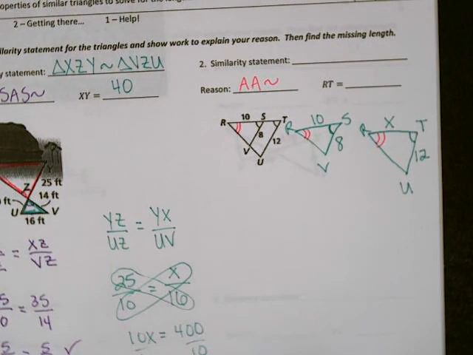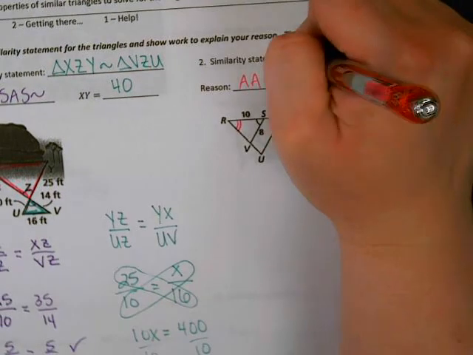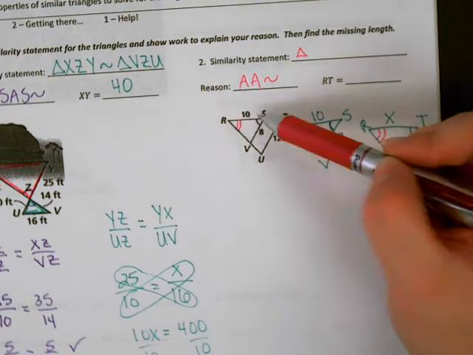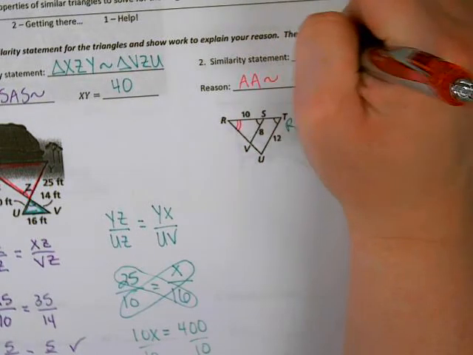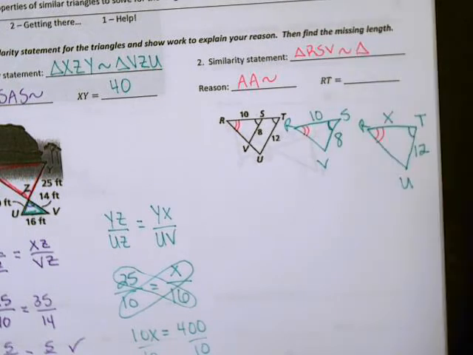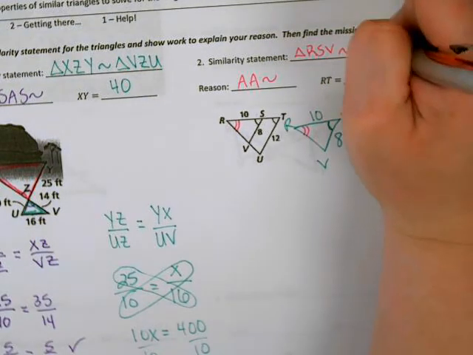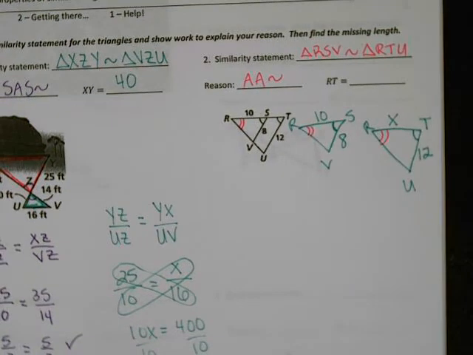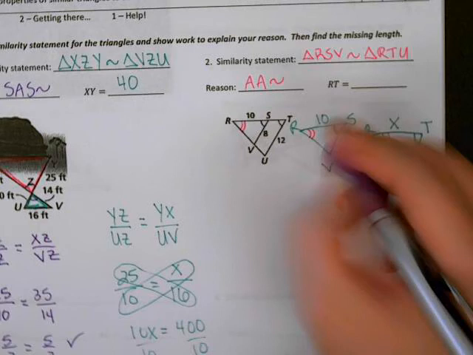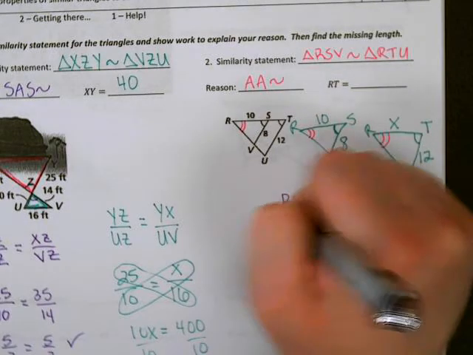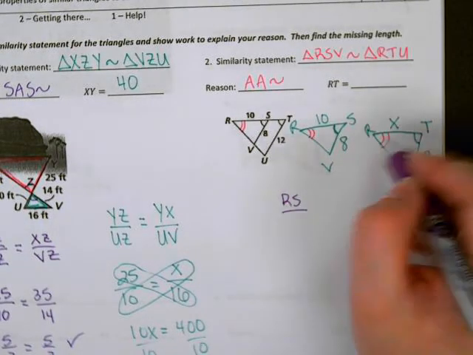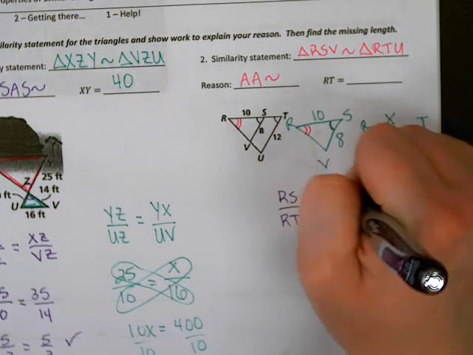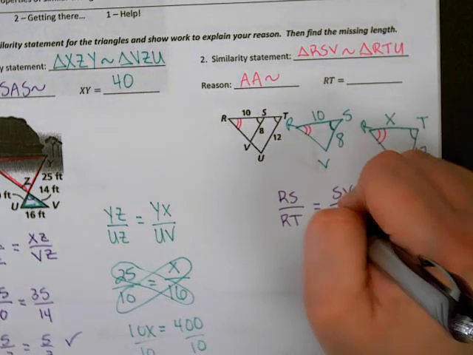Overlapping triangles are the easiest ones to write the similarity statement for, because you just start at the angle that they share and go to an angle that's already congruent. So RSV for the little one, similar to RTU for the big one. Cool. And let's set up our proportion. So R to S, which is 10, we know is going to have to be proportional to RT. That's what we're looking for. And then SV over TU.